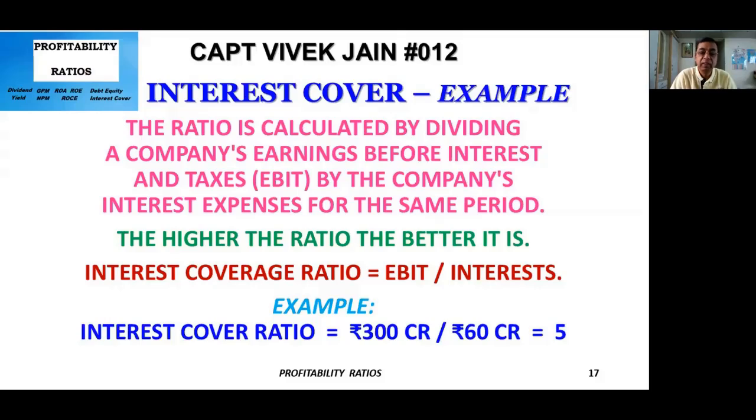And here also the guideline normally is that it should not be less than 1. In fact, 2 or 3 is what most of the analysts would prefer, at least. But if it is less than 1, then it becomes very difficult for the company, may become difficult for the company to keep paying that interest in the coming years.